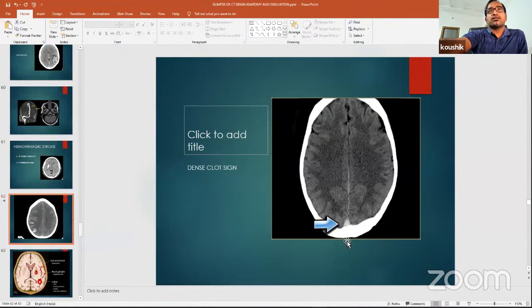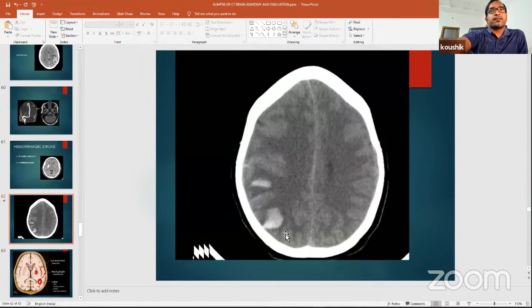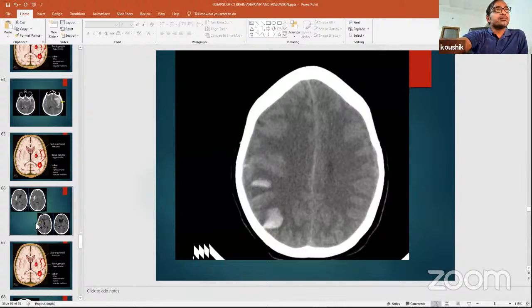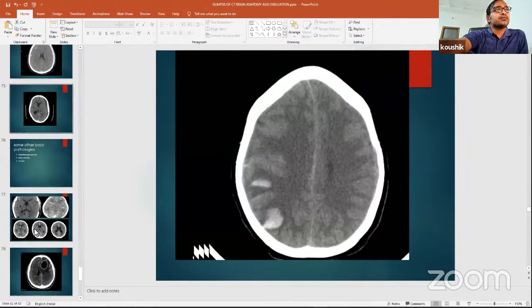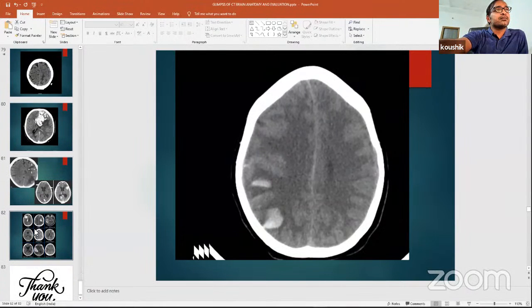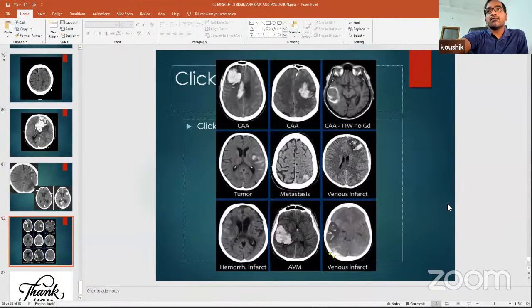Then here comes, I'll show you. Here, if you see, this is a venous infarct and there is a thrombosis. Here is a hemorrhagic infarct, which is confined to the arterial territory. We don't find any empty delta sign or signs of venous sinus thrombosis.